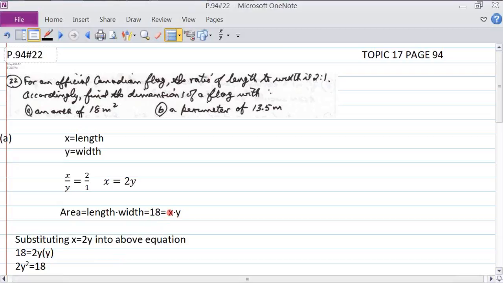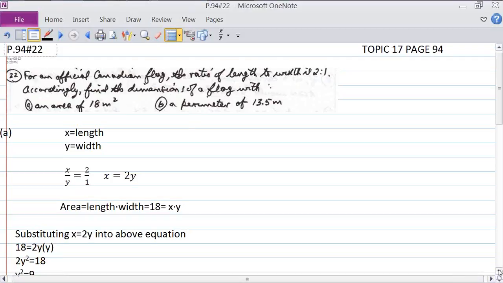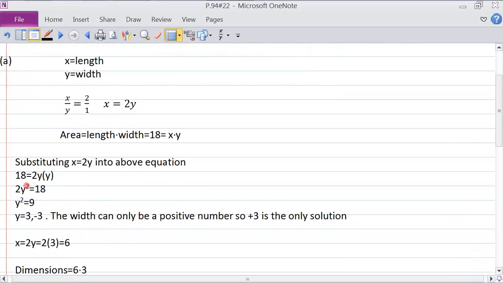So instead of X, we write 2Y. That way we only have one unknown. 2Y times Y is 2Y squared, and 18 is 18. And when we divide this side by 2, we get Y squared, and we divide this side by 2, we get 9. And Y is either 3 or minus 3.